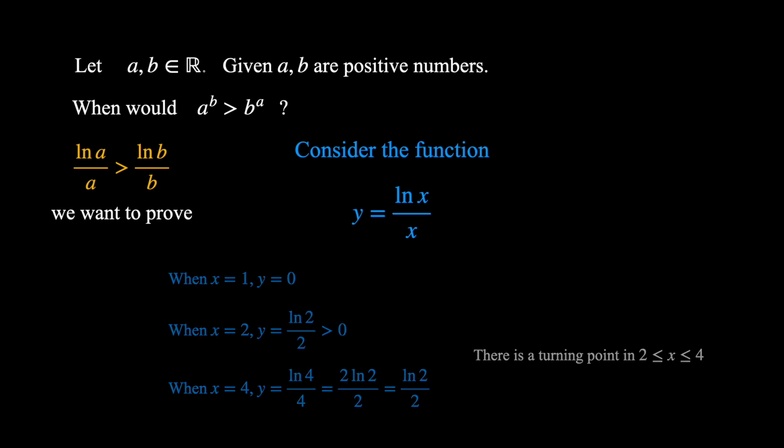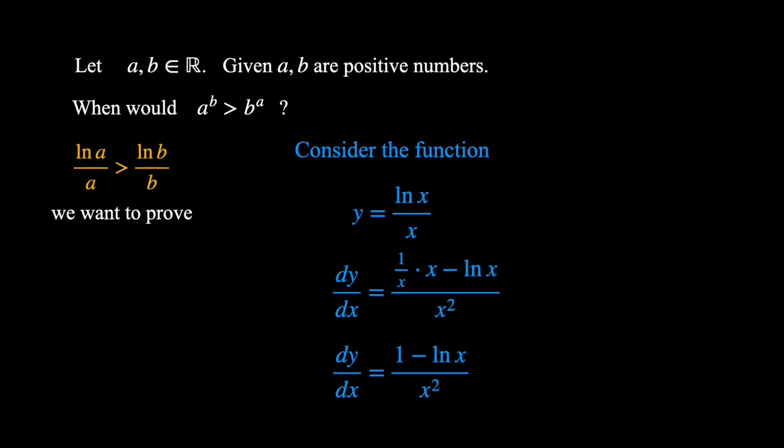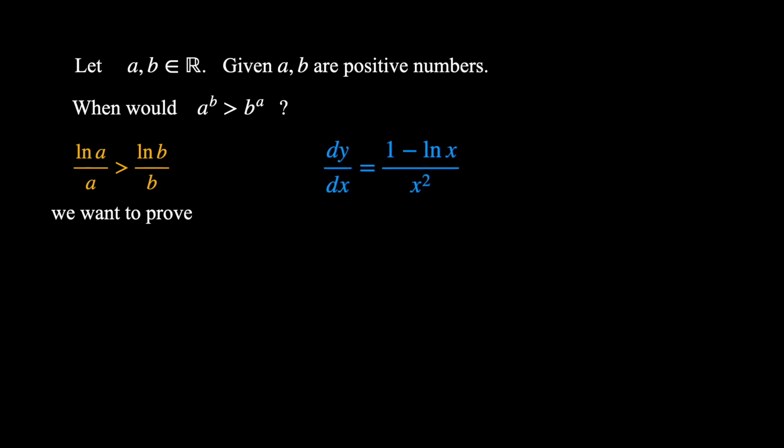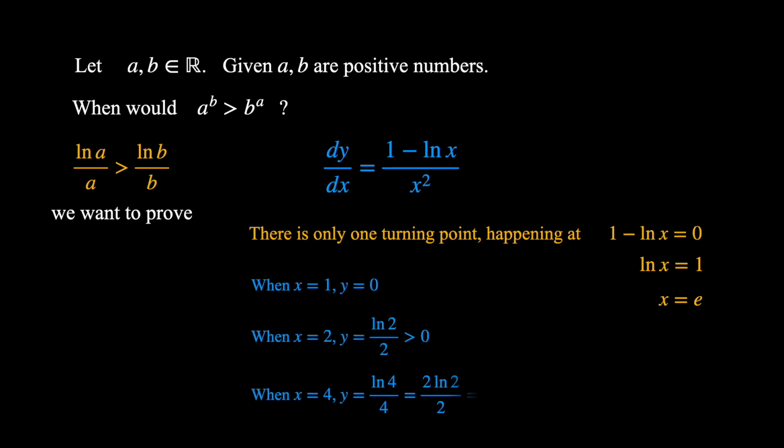To find out the turning point, we differentiate y with respect to x. Using the quotient rule, we have an expression for the derivative. Turning point happens when derivative equals 0. A fraction is equal to 0 only when the numerator equals 0. So turning point happens when log x equals 1, which means x equals e. Since there is only one turning point, we can now conclude that there is no further turning point between 1 and 2.